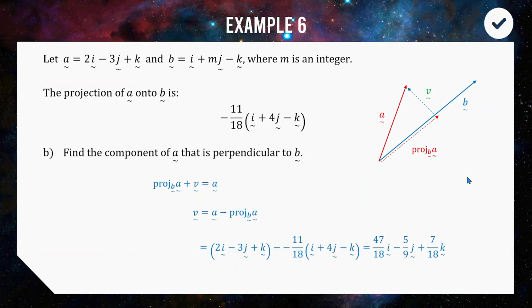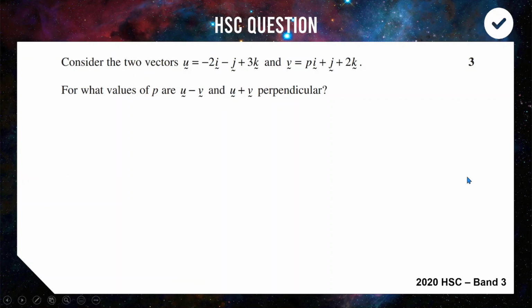Okay, fantastic. Finishing off with an HSC question from 2020. It's a band 3, so it's not super challenging. I think it's pretty achievable for most students. We have two vectors, u and v. Question is, v has an unknown x component, which is p. Question is, what are the values of p such that u minus v and u plus v are perpendicular? Highly encourage you to pause the video and have a go at this one by yourself because it's not super challenging. I think you'll be able to do it.